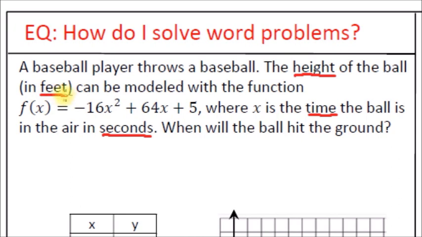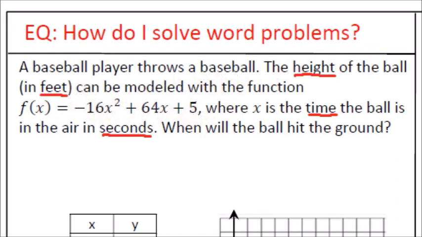So when you look at word problems regarding quadratics, you want to look at what are the two axes representing. In this case, we've got the x value, which is our input. That's going to be our x-axis. That's going to be the time the ball's in the air in seconds. And then f of x, which is the y value of our function, is going to be the height of the ball in feet. Okay, so let's solve this problem.